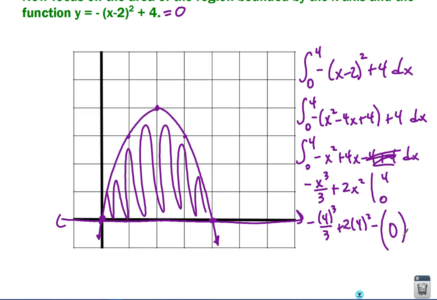Please still show that you plugged it in to get the 0. Don't just leave off the 0 here altogether, because that's going to be improper math. You want to show that you at least plugged it in and got 0.